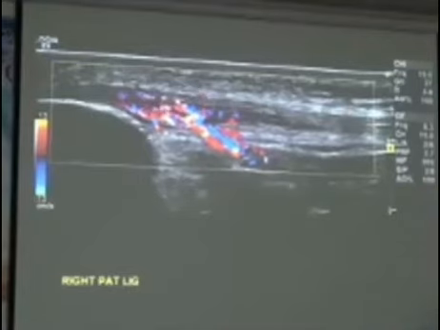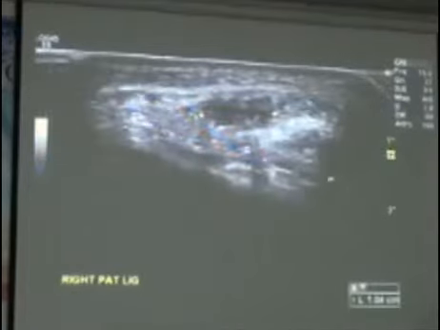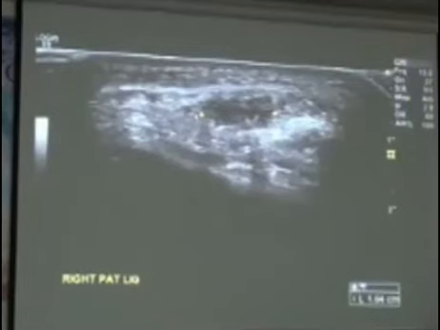When we're looking at color Doppler in the patellar tendon, it's important to have the knee extended so the tendon is not under strain, so we're able to see these vessels much more clearly. This is a transverse view of the patellar tendon, and patellar tendinosis occurs in the mid portion of the tendon in the deep fibers.